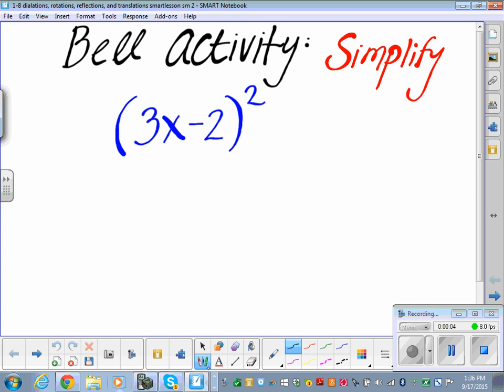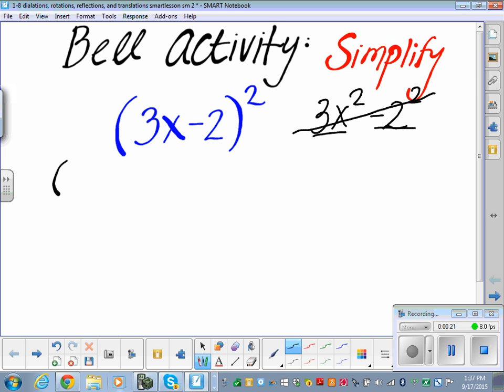I'm hoping that you didn't break the forbidden rule and say, oh, I'm going to do 3x squared and negative 2 squared. I'm just going to square each term. We're all past that point, I'm hoping. Are we past that point? Yeah. Oh, good, good. Okay, so how do I need to rewrite this?